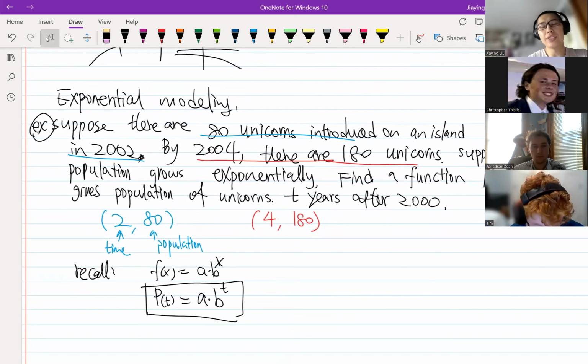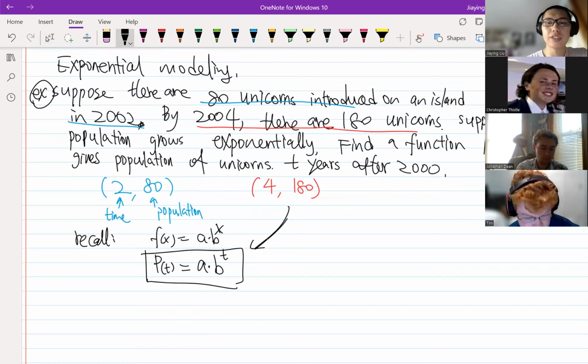What we're going to do is plug in the 2 points. We have a time and a population for each point. I'm going to plug in to replace t and replace P. I'm going to plug in the second point first to make it less confusing. So we get 180, population, equals a, which we don't know, b, which we don't know, but we know the time is 4.